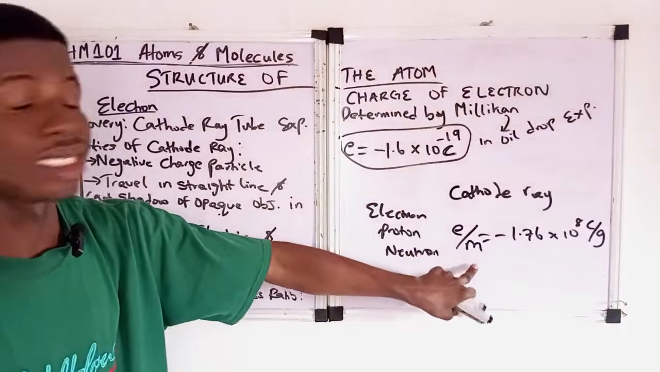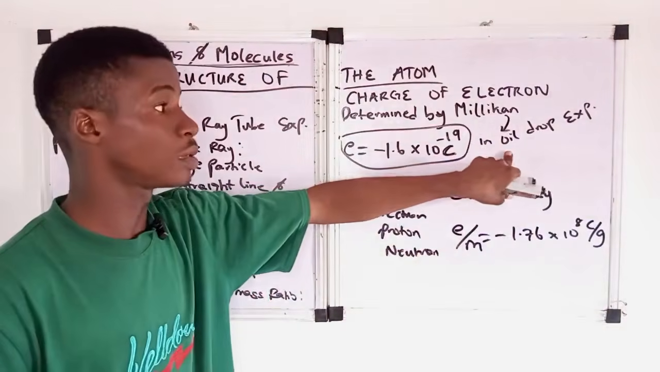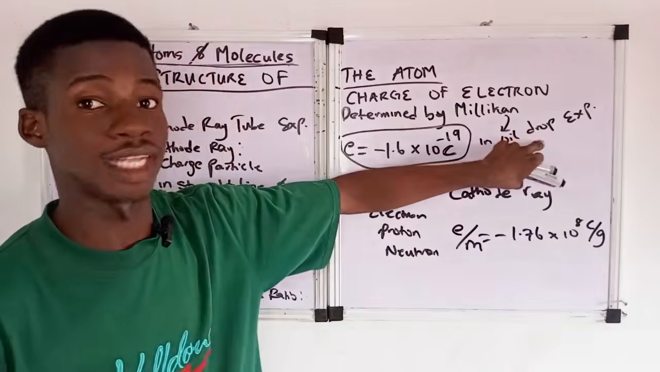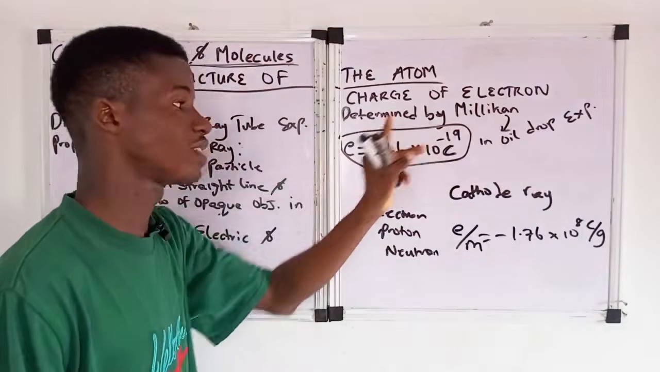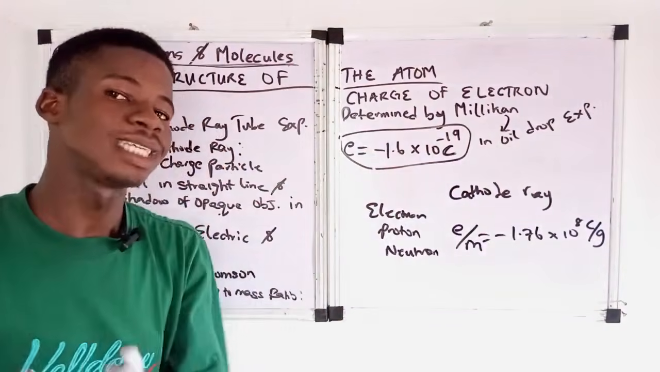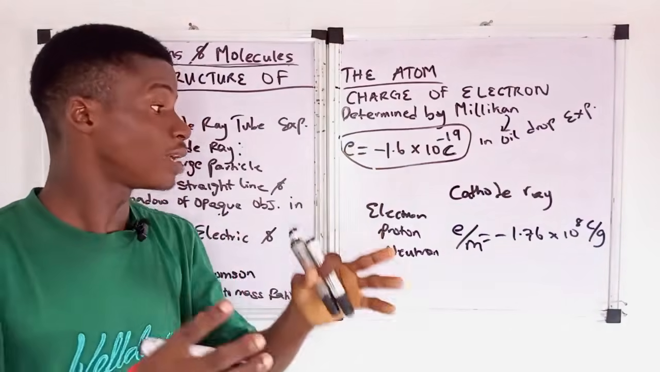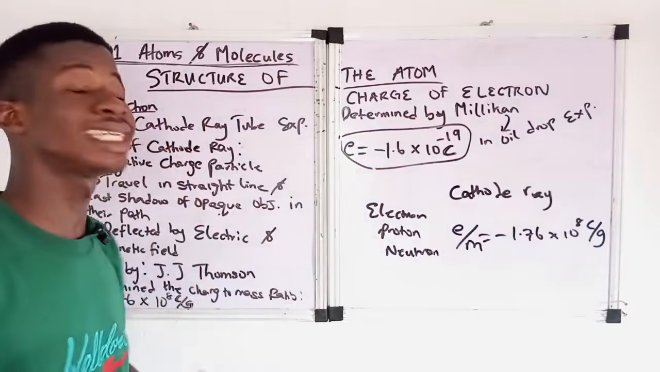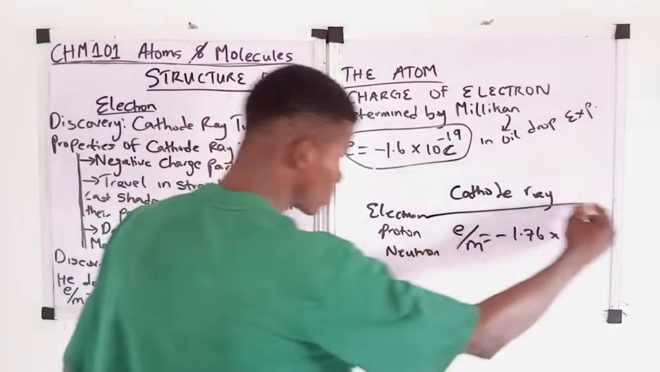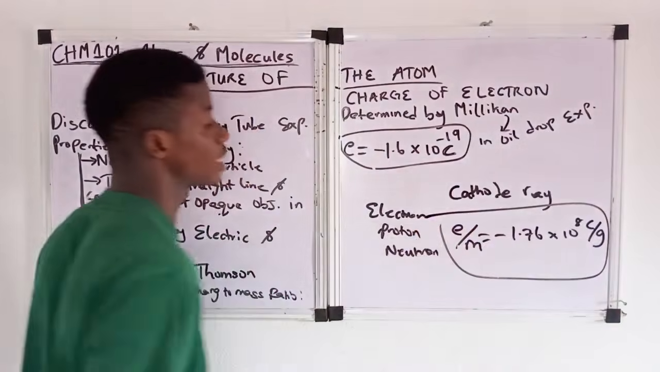This is the charge to mass ratio of an electron. The oil drop experiment was the experiment Millikan used to determine the charge of an electron as minus 1.6 times 10 to the minus 19. Apart from determining the charge, it also determines the mass of an electron, with the help of this value, with the help of the charge to mass ratio of an electron.